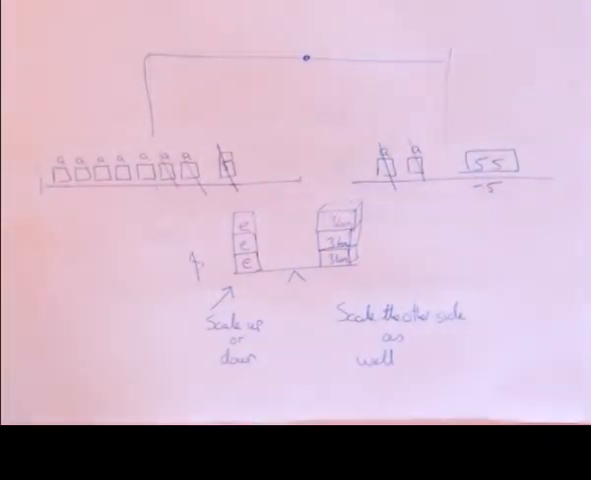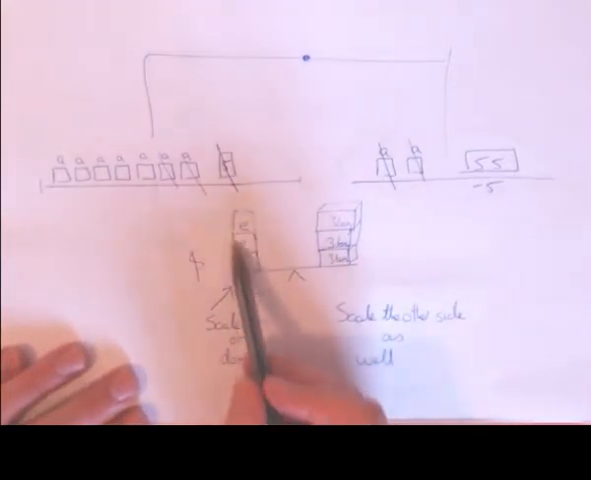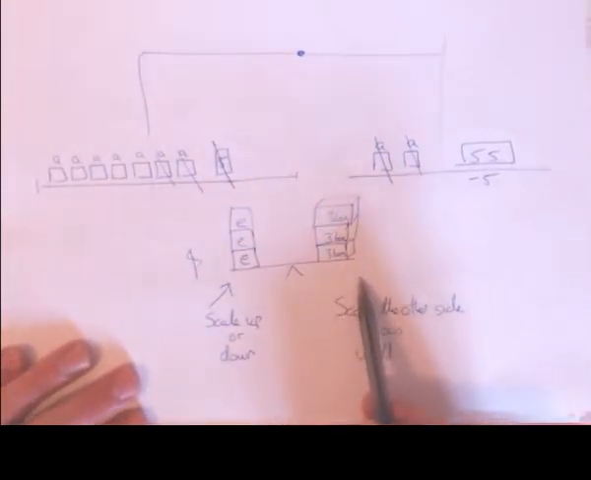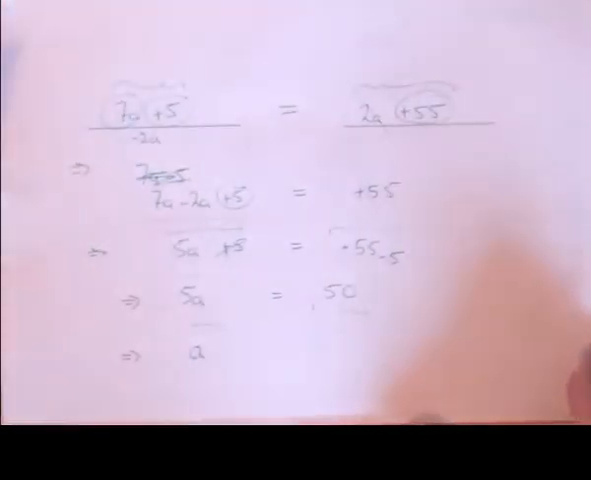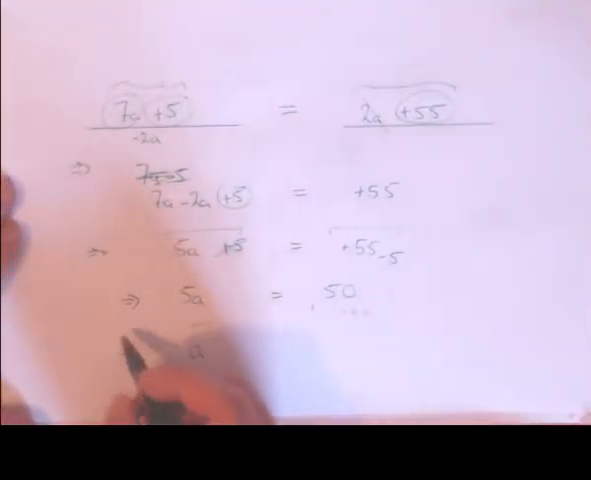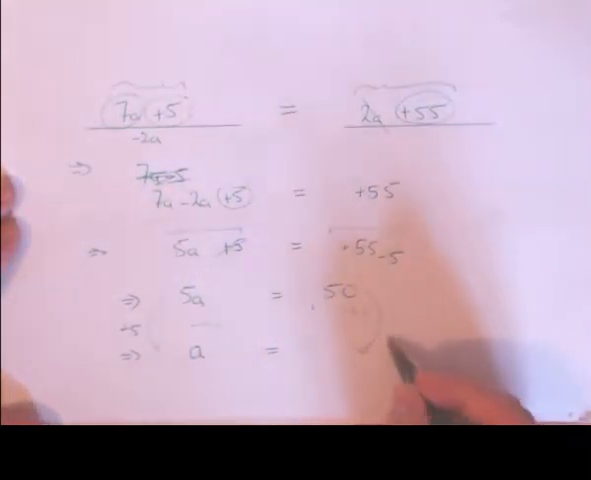So multiplying is a way of scaling things. I've multiplied by 3, I've scaled this up by 3. If I scale one side up by 3 and I scale the other side up by 3, it stays in balance. I've scaled this down 5 times. It means I've divided by 5. If I scale that side down, I need to scale this side down by the same amount.